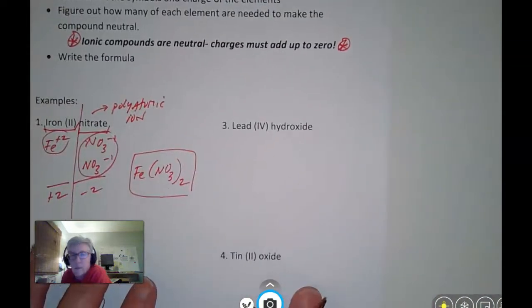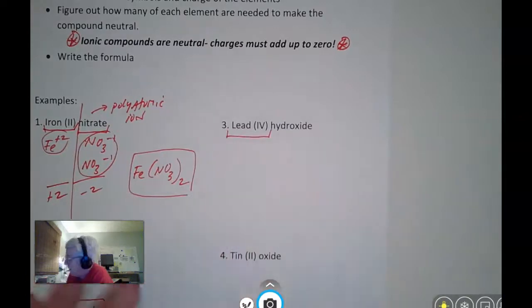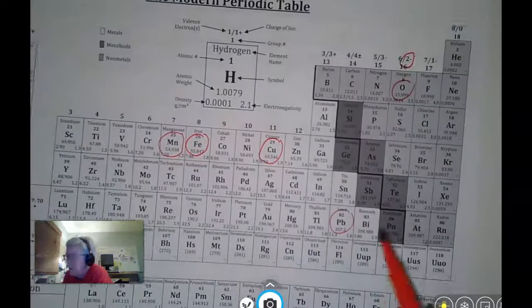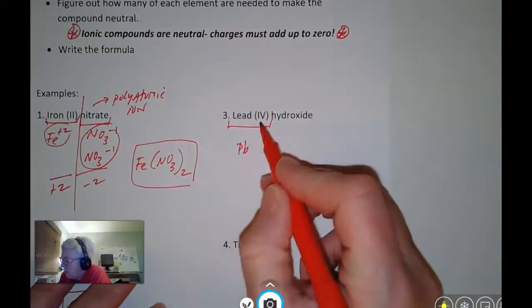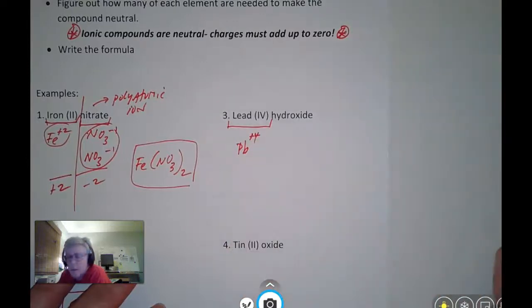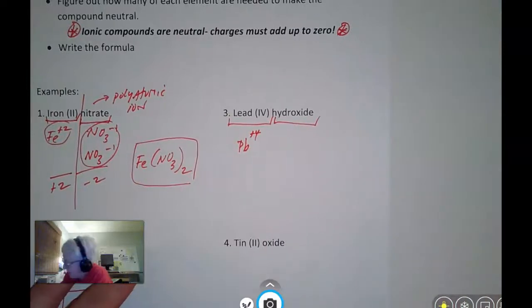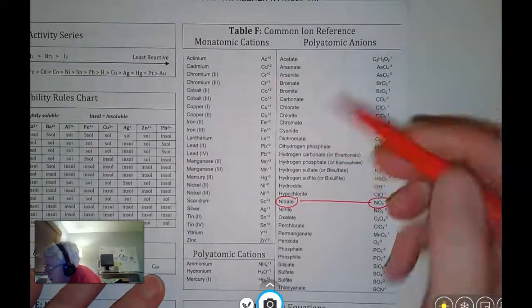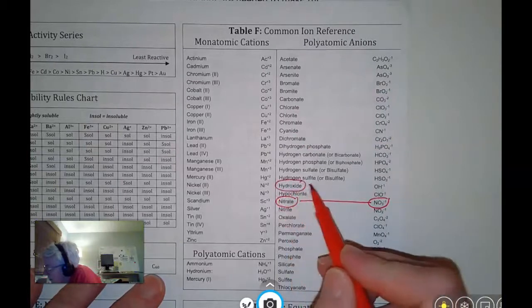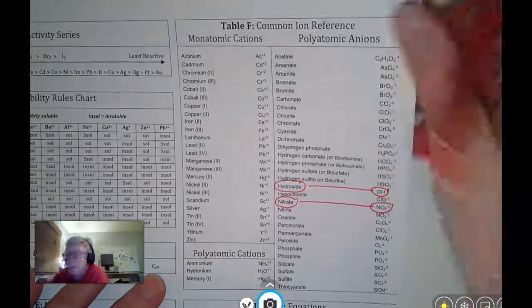All right, let's do number 3. Lead 4 hydroxide. All right, lead, again, is right here, Pb, and that Roman numeral 4 means that it has a charge of +4. Hydroxide is a polyatomic ion, so you've got to find it on the back. Let's scan down here. So here's hydroxide, and its formula is OH, and it has a -1 charge.